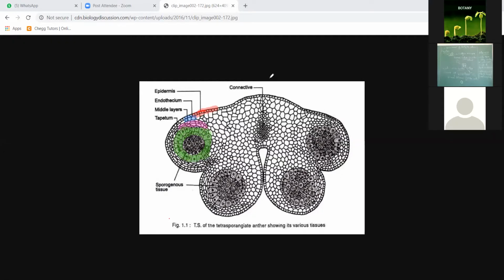Okay. Then inside that there is presence of what? Sporogenous tissue. This is the sporogenous tissue. In this sporogenous tissue, there is formation of microspores with the help of meiosis. Sporogenous tissue is where meiosis is taking place. See, this is connective. Connective is the tissue that is responsible for attachment of 4 sporangia. Okay, this is connective.